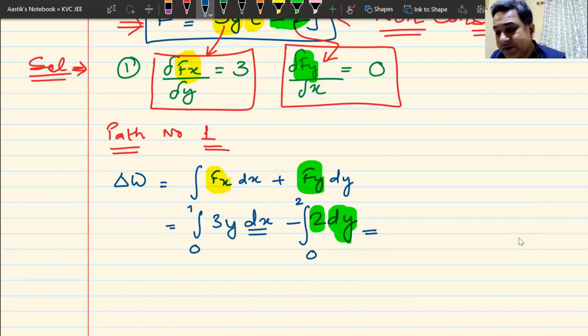Can I have some raised hands that we understand this? Everyone? Right side girls, left side boys? No, left side boys, right side girls. Everyone is there? Okay.